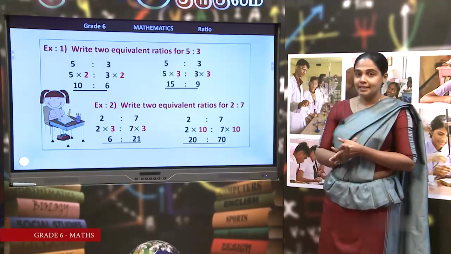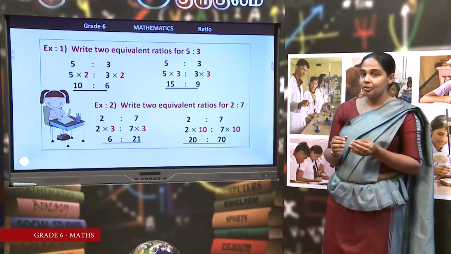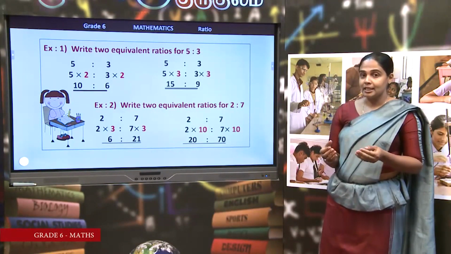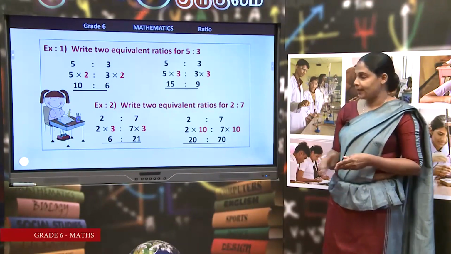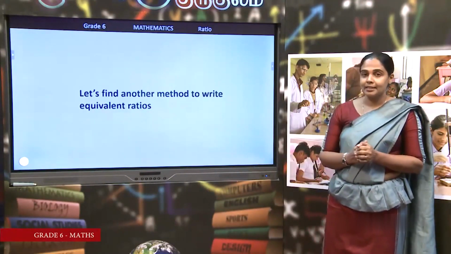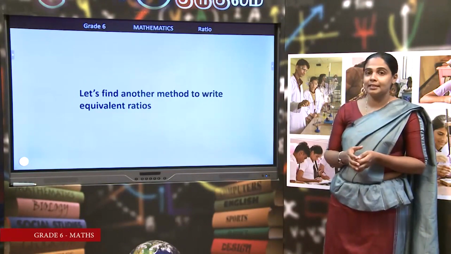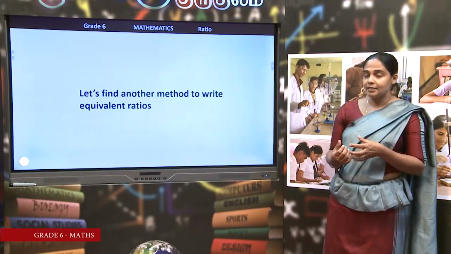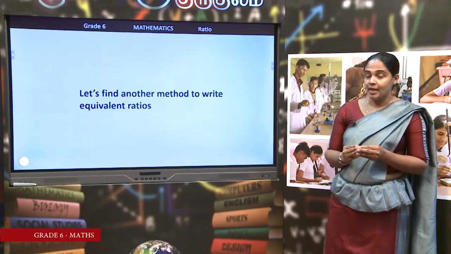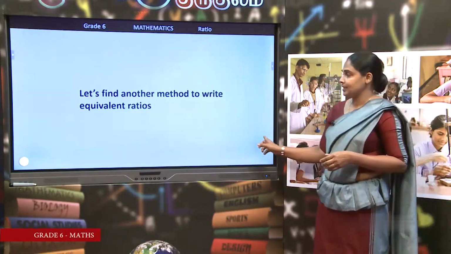Then my dear kids, we learned how to multiply a given ratio to obtain equivalent ratios. However, we should find another method. We have to find out another method. Using multiplication, we wrote equivalent ratios. But now, we have to use another method. What is it?